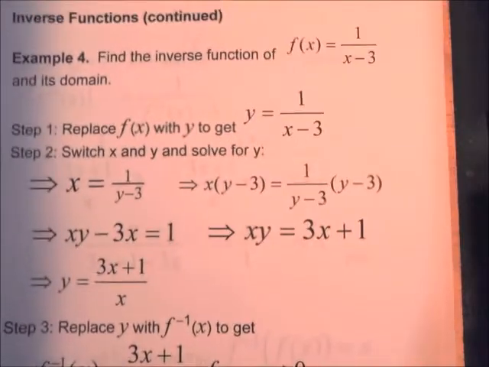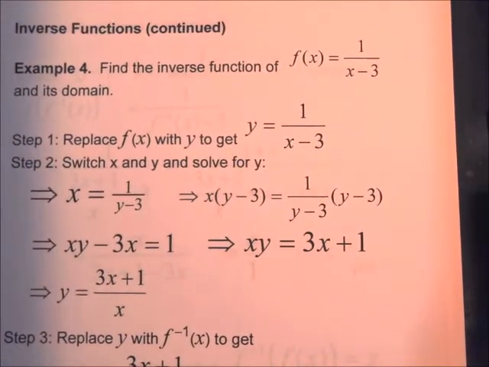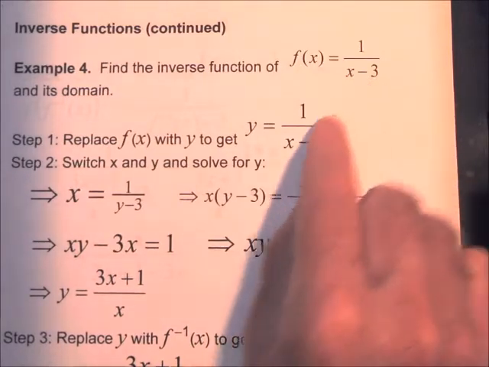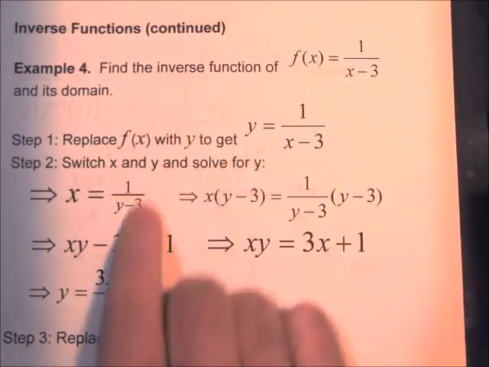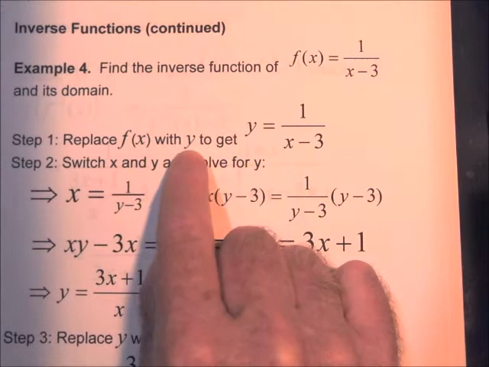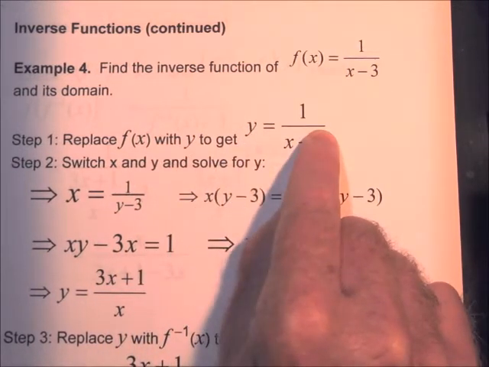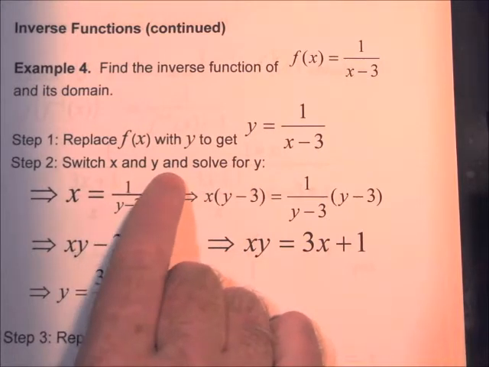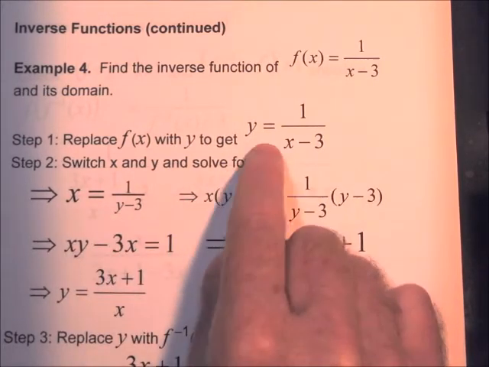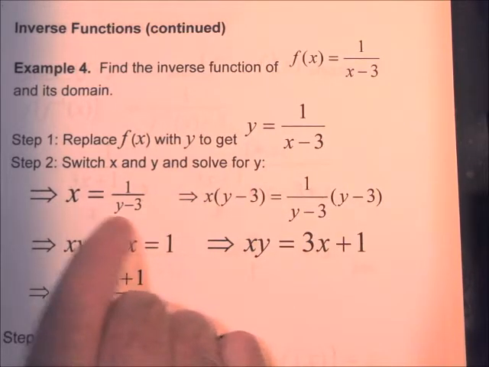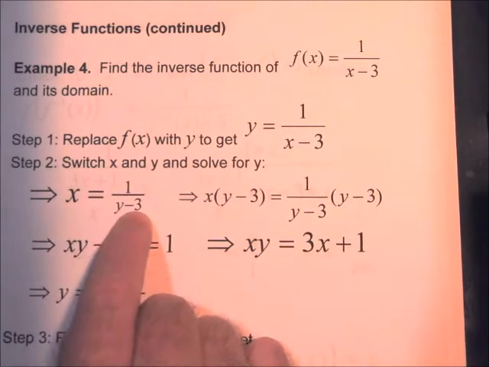Inverse function of f of x equal 1 over x minus 3 and its domain. Again, this is sort of a general procedure for getting an inverse. Instead of writing f of x equal, we'll write y equals, and then we want to switch x and y and solve for y. So we have y equal 1 over x minus 3. Switching x and y, we get x equal 1 over y minus 3.